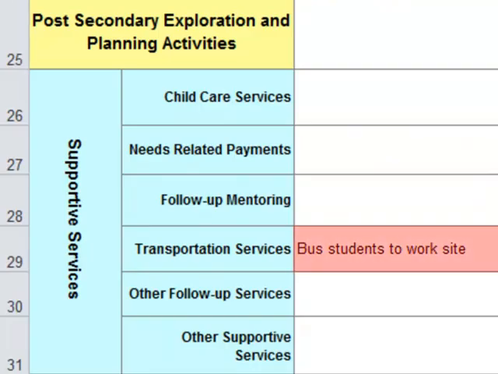Or, if you provide transportation to and from the work site, you could enter that in the Supportive Services section under Transportation Services. Once you have all of your program activities listed in this tab, all data entry staff should use this as a guide for entering services into the MIS to avoid confusion when reporting.